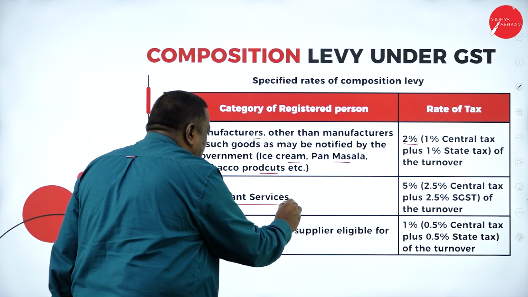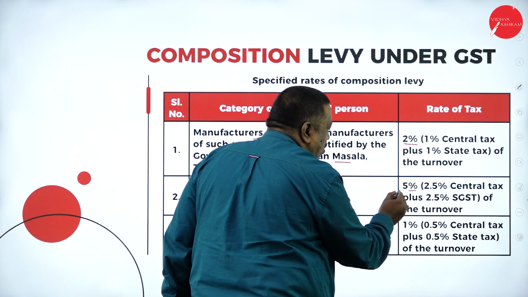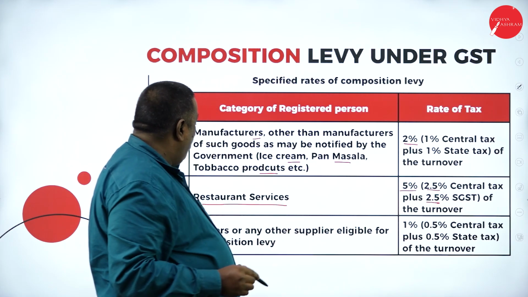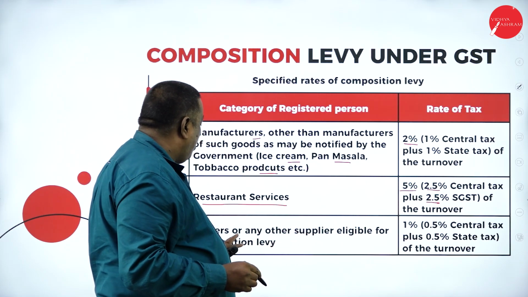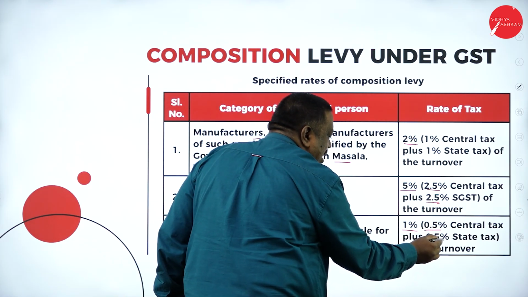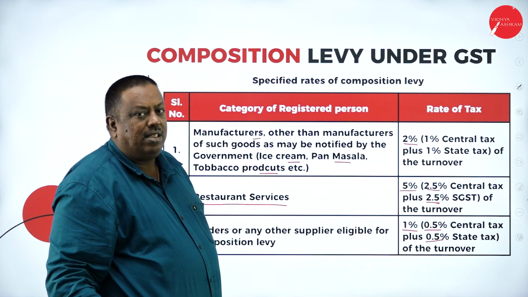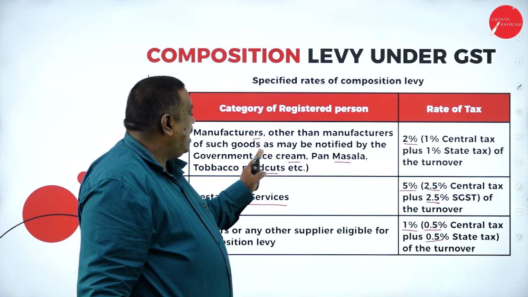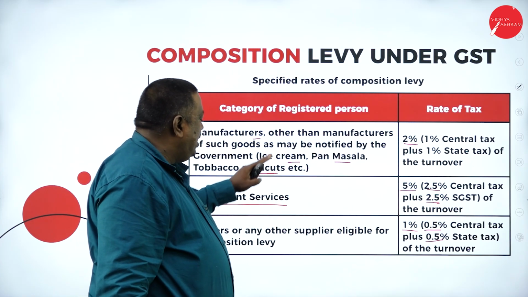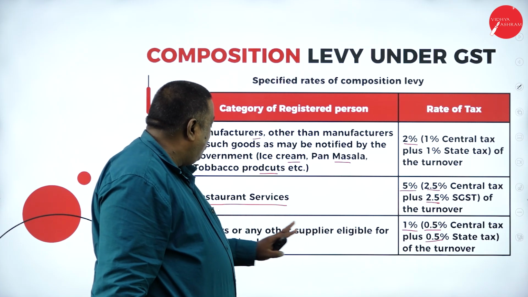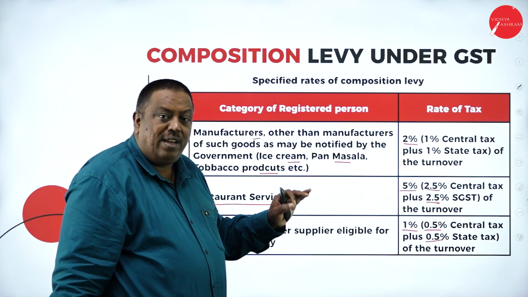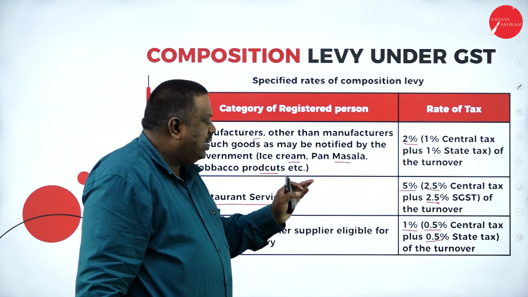Next, restaurant services: 5% on the turnover, 2.5 for CGST and 2.5 for SGST. For traders and other suppliers eligible for the composition scheme, it will be 1%, that is 0.5 for CGST and 0.5 for SGST. These are the rates. Manufacturers of ice cream, pan masala, tobacco: 2%. Restaurants: 5%. Leaving these two, for traders or any other supplier eligible for composition, it will be 1%, of which 0.5 goes to the central government and 0.5 to the state government.